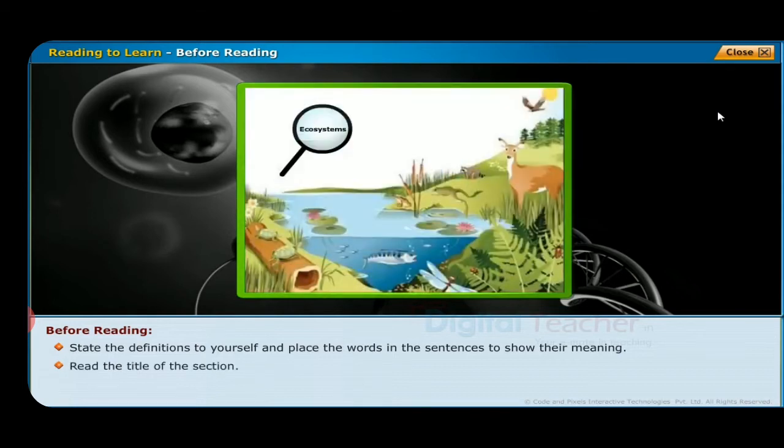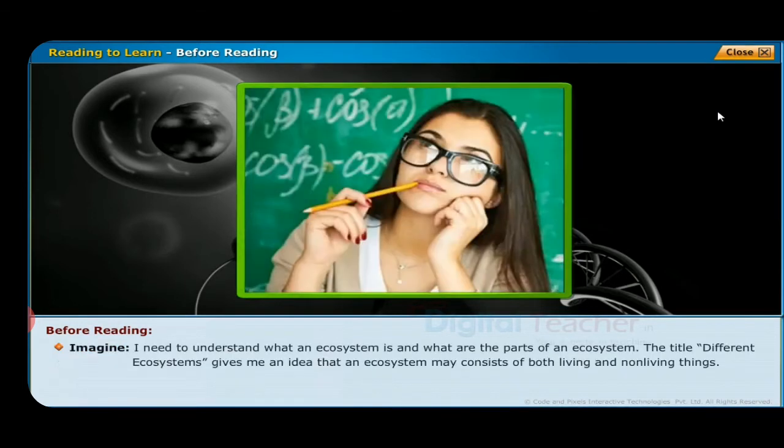Read the title of the section. Imagine, I need to understand what an ecosystem is and what are the parts of an ecosystem. The title, Different Ecosystems, gives me an idea that an ecosystem may consist of both living and non-living things.